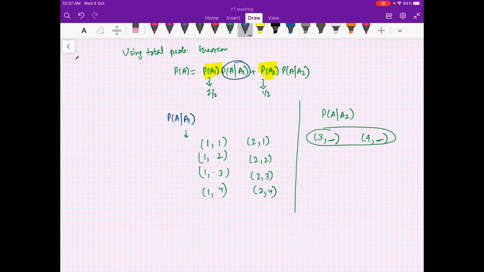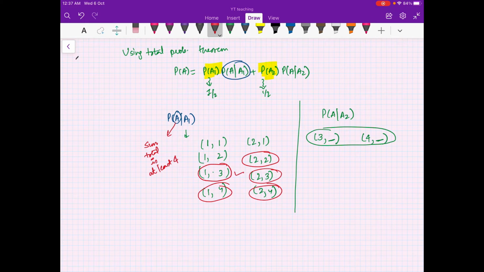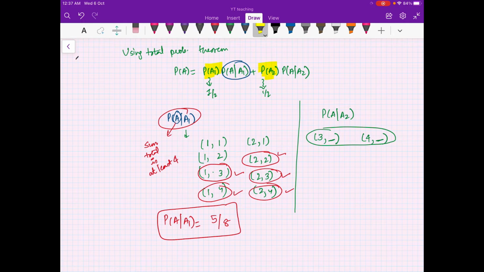Now here A is the sum total being at least 4. Where is your sum at least 4? Here the sum is 4, here is 5, here is 4, here is 5, here is 6. So these are the 1, 2, 3, 4, 5 favorable events, out of 8 total events. So 5 by 8 is the probability of A given A1. Do you understand? Right.